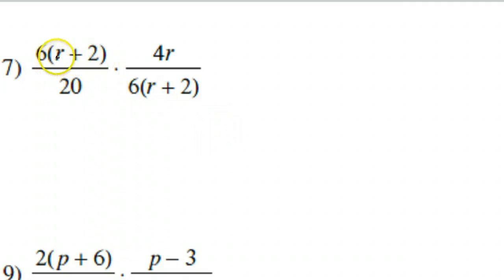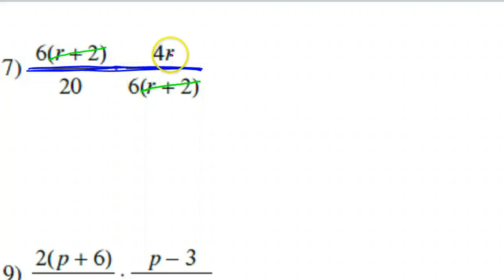Now, right away, I see that we have r plus 2 and another factor of r plus 2, one in the numerator and one in the denominator. So treat this like it's one fraction. Whenever you have multiplication, treat it like it's one big fraction. So this factor of r plus 2 will cancel out, so they're gone.